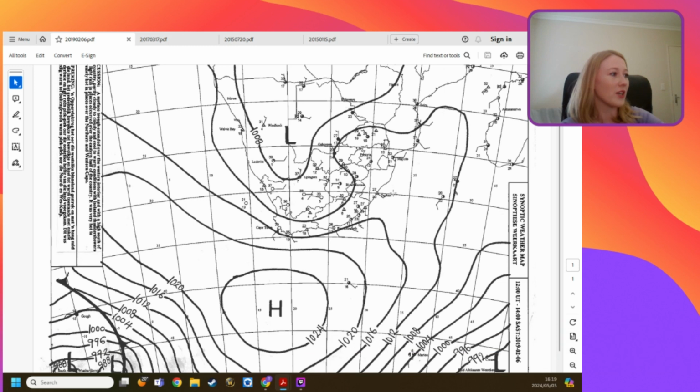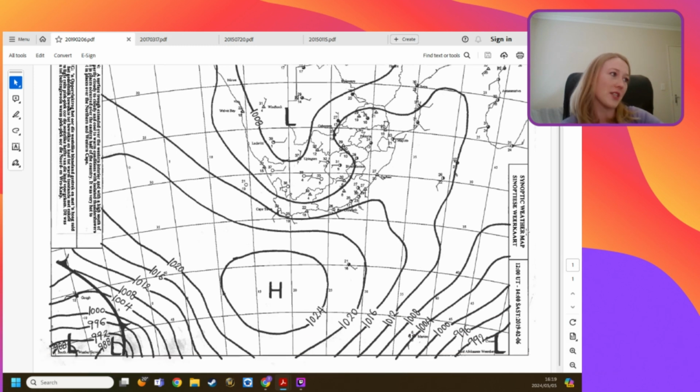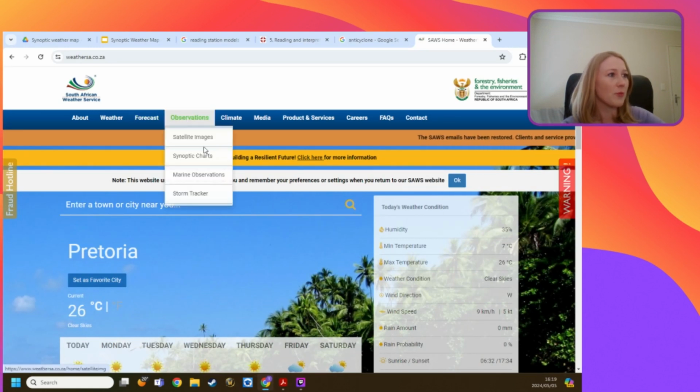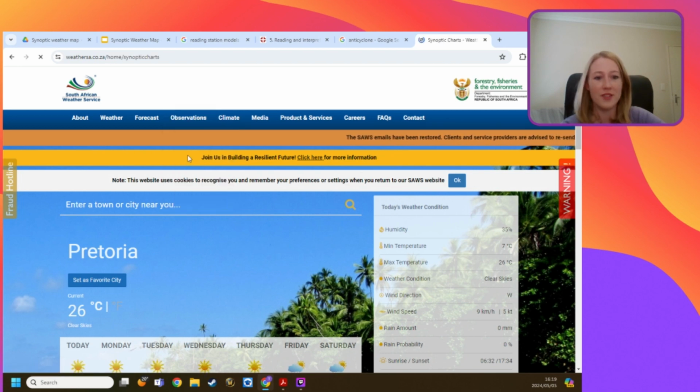A few things to note. On the side over here, you can see what time this was taken. You'll always notice it's at 2 in the afternoon. It's for the sake of consistency, so if we're looking at synoptic weather maps of different days, it's always at the same time of the day. And you will notice the date over there. So this is 2019, the 6th of February. Let's see if this website's working. Yes, I think it's here under observations. Yes, synoptic charts.